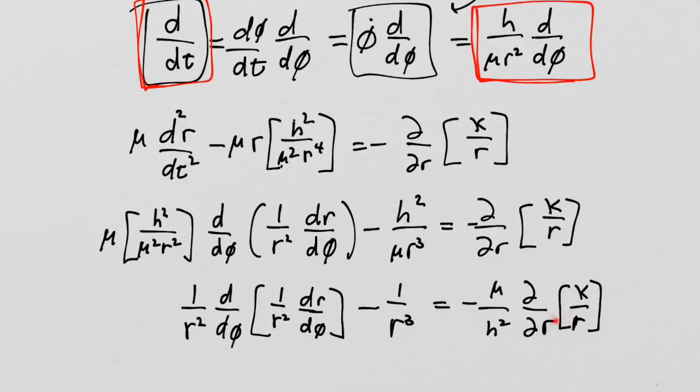I could take that right now. I could replace that right now with minus kappa over r squared. The minus would cancel the minus, so it would be plus, and then I guess this would be mu over h squared, kappa over r squared. So we could make that replacement right now if we wanted to. There's really no reason not to. It's still a perfectly fine differential equation for r of phi.